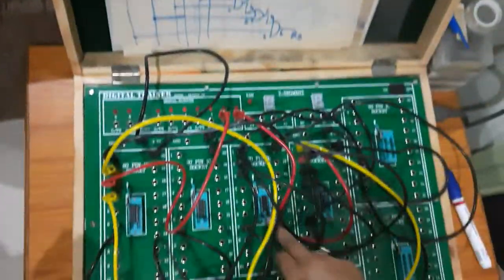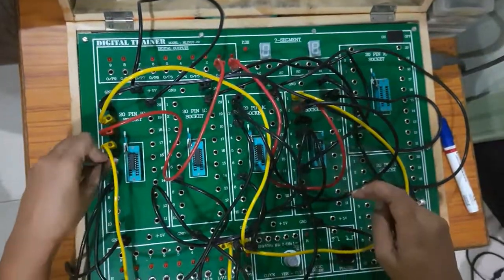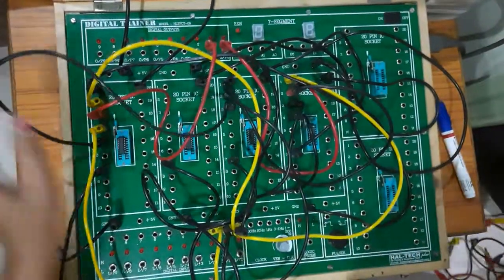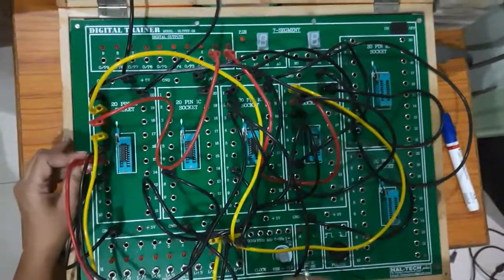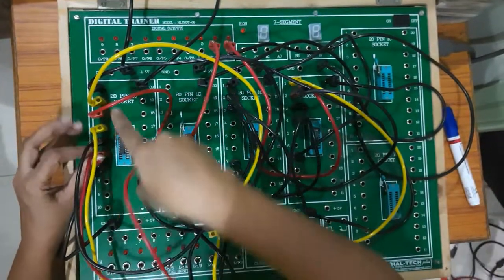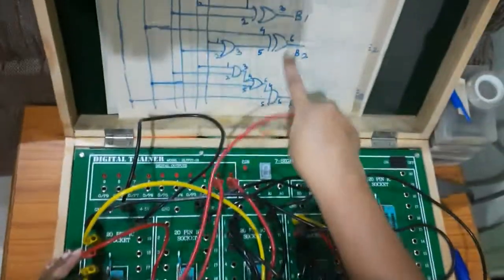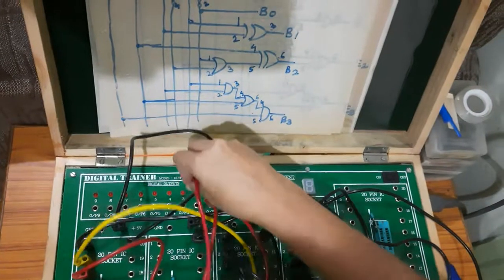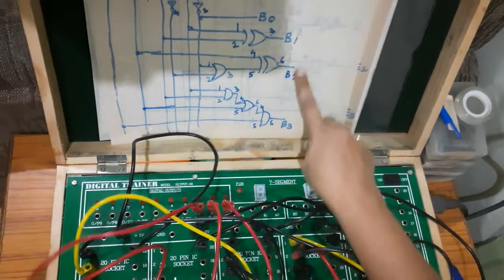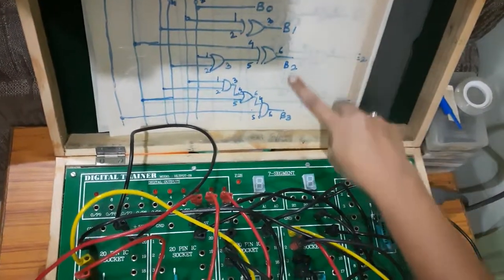So this is the OR gate. The third pin is to be connected to the fifth pin of the XOR gate. And here the sixth pin, which is nothing but the output of this XOR gate, is nothing but my B2. Right? So it is to be connected over here. Till this part, we are done.